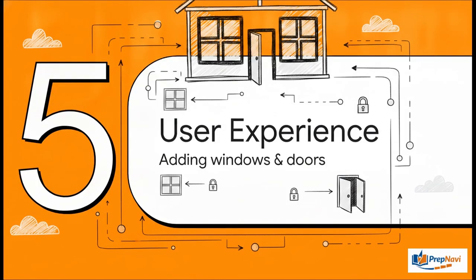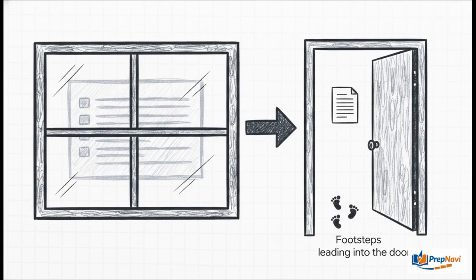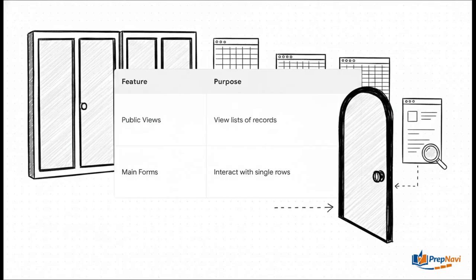Section 5. Shaping user experience. Adding windows and doors. Now, a smart home isn't very useful if no one can actually see inside or walk through the rooms, right? According to the syllabus, building a data model is not completely finished until you've configured the user experience components. Specifically, the exam highlights two primary configurations you have to master here: configuring public views and configuring main forms. Let's break down their distinct purposes, because the exam is going to test your understanding of exactly how users interface with your standard tables.